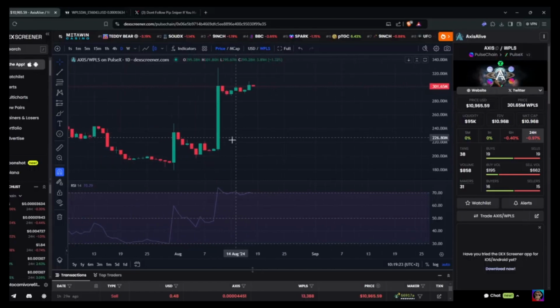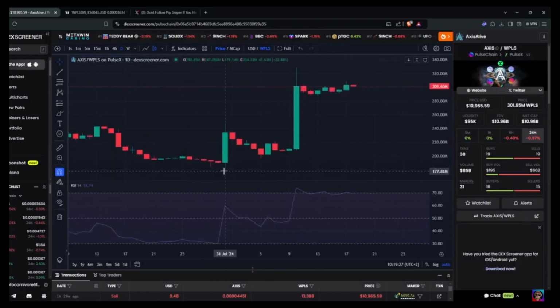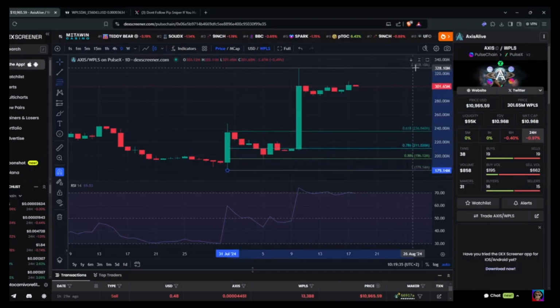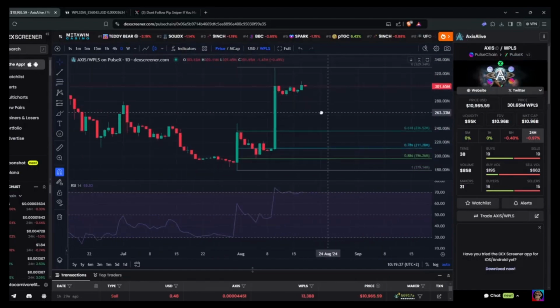This was kind of a valid W, but obviously someone stepped in here, right? And then you had a small little W there. Yeah, so that's a valid W. I can just wait for a retracement here, right?